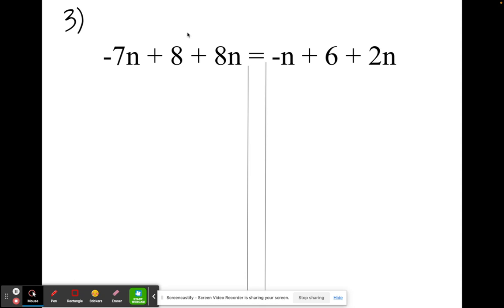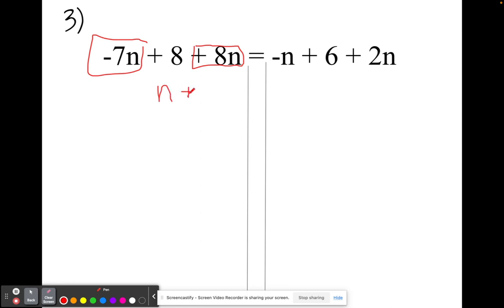Next example, I have all sorts of like terms to combine. This is where it's not always obvious if you have a no solution or infinite solutions. Negative 7n plus 8n gives me 1n, or just plain n, plus 8. On the other side, I have 2n and a negative n. 2n minus an n gives me 1n plus 6.